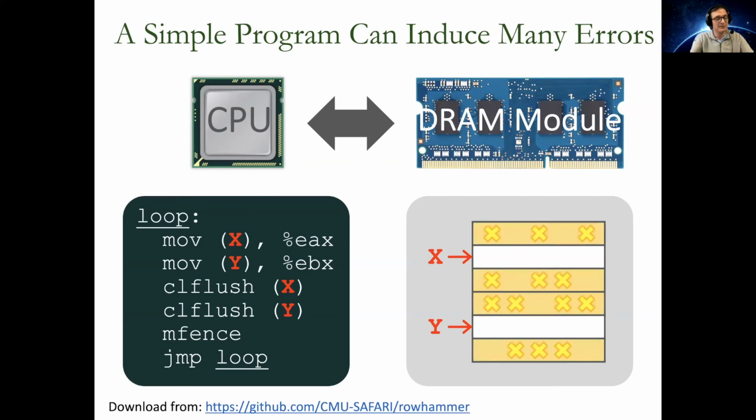So DRAM gets refreshed once in a while. We will talk about that. Refresh happens so that you can replenish the charge in the cells. But if you can do enough activates to induce these bit flips before the cells get refreshed, you get errors that look like this. And this is our program.